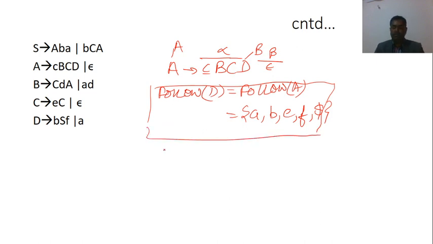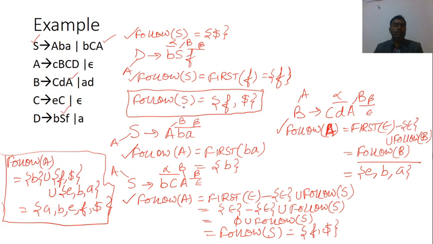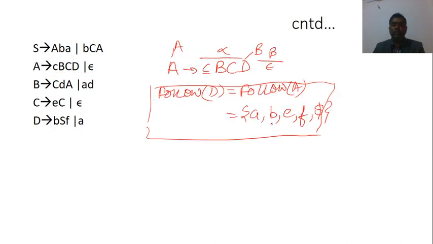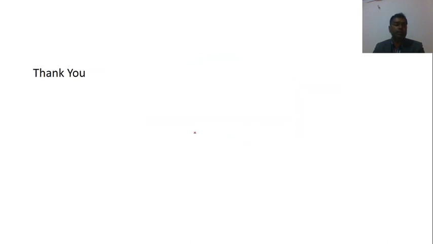So follow of S, you have calculated: follow of S is F dollar. Follow of A is A B E F dollar. Follow of B is E B A. Follow of C is A B C D F dollar. And follow of D is A B E F dollar. In this way, you can calculate the follow function for any grammar. Thank you so much.